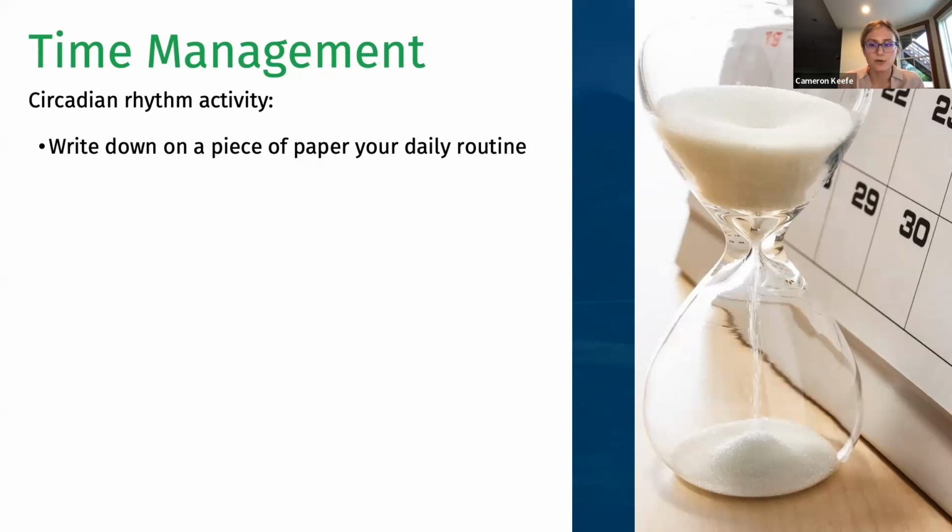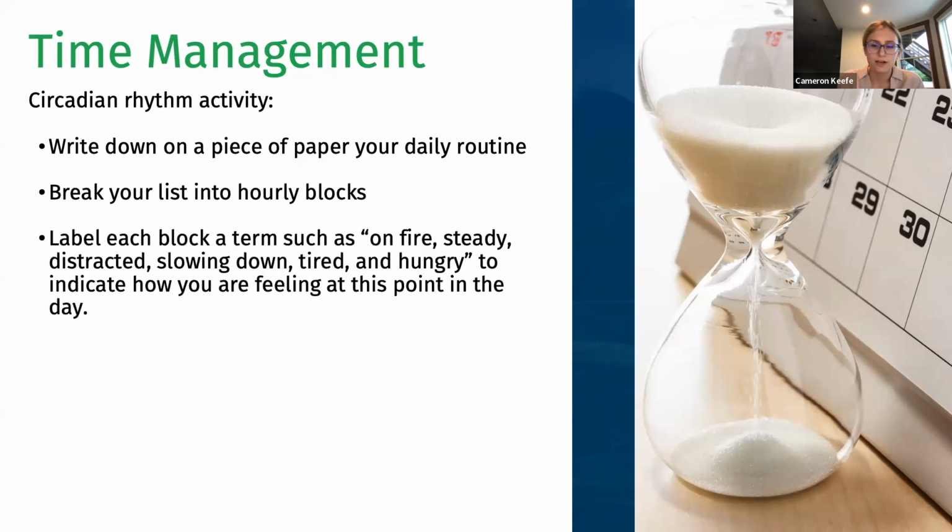As an activity, we are going to discover our circadian rhythm. Pause the video after the instructions so that you can complete the activity. Write down on a piece of paper your daily routine, starting with when you get up to when you go to bed. Break your list into hourly blocks, and then label each block with terms such as on fire, steady, distracted, slowing down, tired, and hungry to indicate how you were feeling at this point during the day.